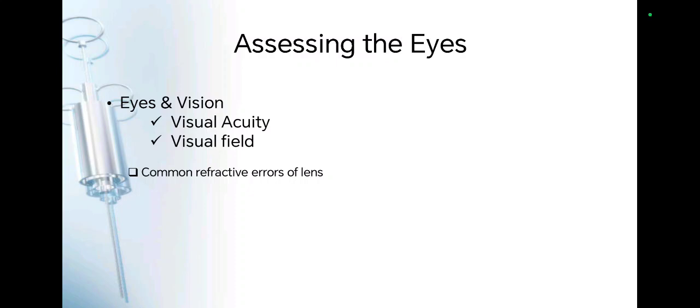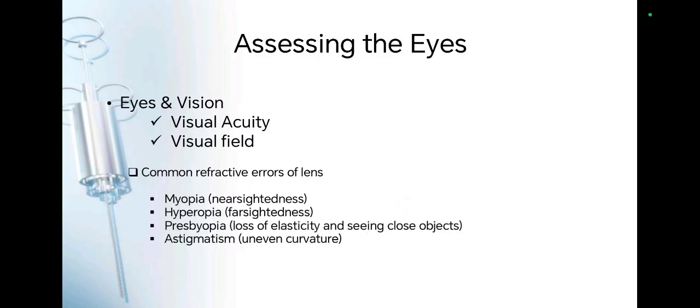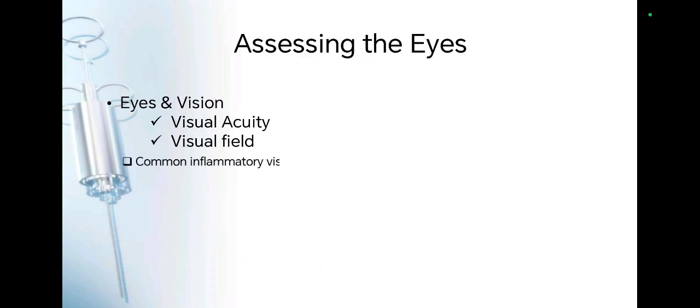So what are the common refractive errors of the lens in the eyes? Okay, so we have here myopia or nearsightedness. We have hyperopia, farsightedness, presbyopia or the loss of elasticity and difficulty seeing close objects. This is actually common in old age, okay? We have astigmatism or uneven curvature of the lens.